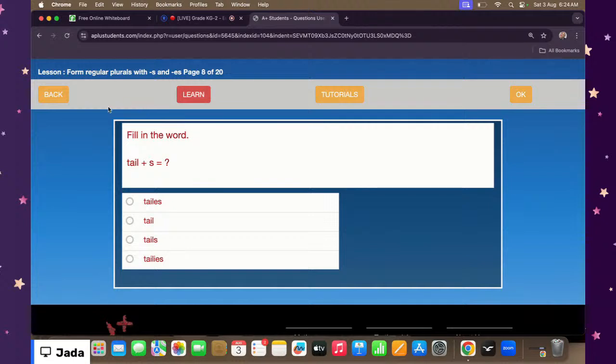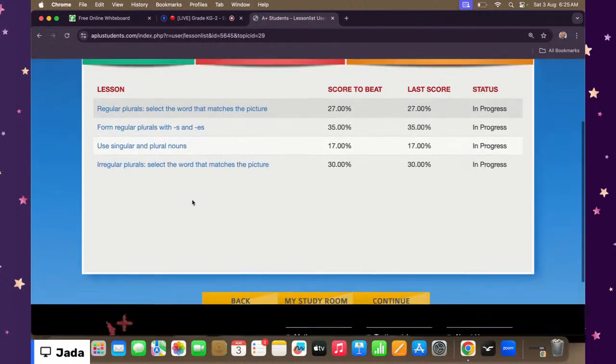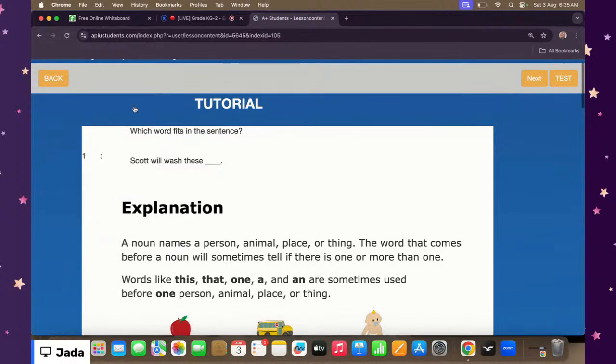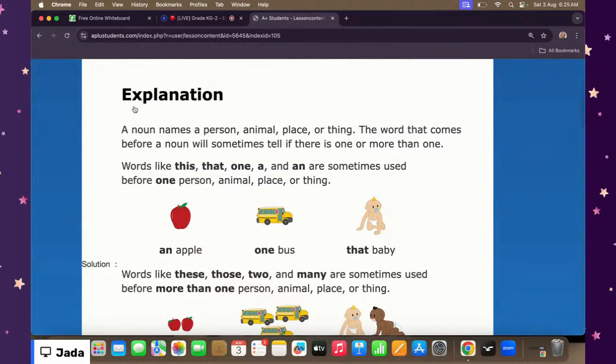All right, so make sure that you complete this lesson if you haven't done this yet. Remember, form regular plurals with S or ES. So you have to form the plurals, okay? So complete this lesson if you haven't done it yet. We will move on to the third lesson, okay? Use singular and plural nouns.